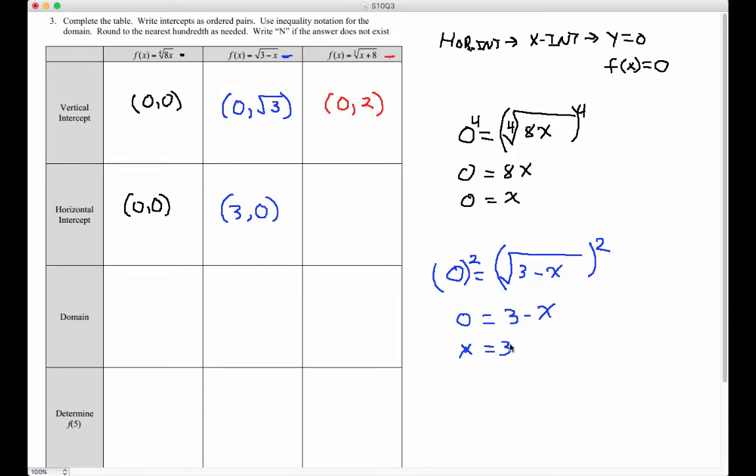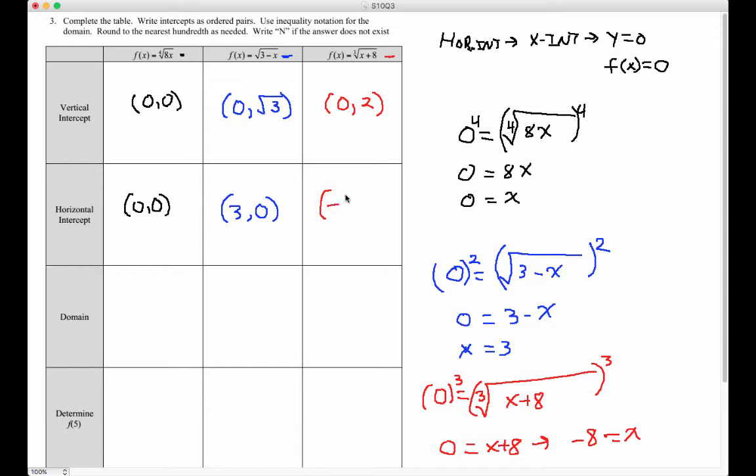All right, last but not least, let's go do the red one. And so we've got 0 is equal to the cube root of x plus 8. So let's go ahead and cube both sides of this. Got a little extravagant with my radical symbol there. Got a nice long tail. So I end up cubing both sides and I get 0 is equal to x plus 8, which hopefully you can see leads me to negative 8 is equal to x. So that tells me negative 8 comma 0 is the horizontal intercept on that one.